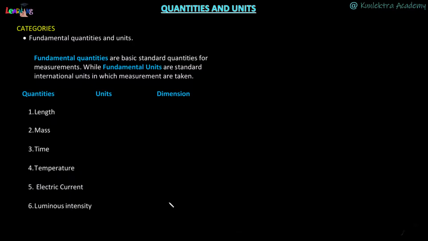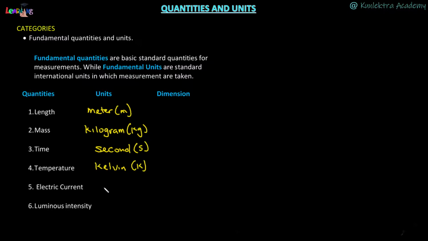Here are the fundamental quantities which are generally accepted: length, mass, time, temperature, electric current, and luminous intensity. What are those fundamental units? The unit of length is meter. Mass is measured in kilogram, kg. Time is measured in second. Temperature is measured in Kelvin. Electric current is measured in ampere. Luminous intensity is measured in candela.